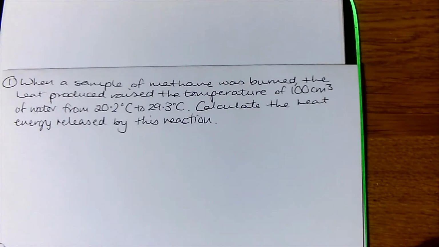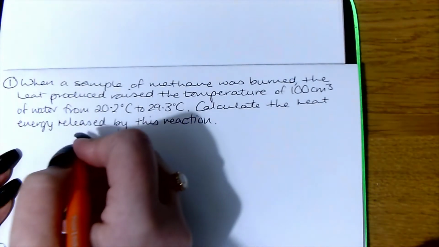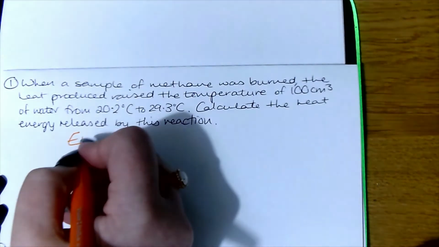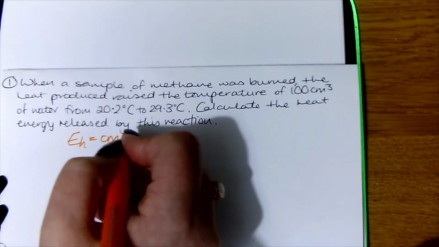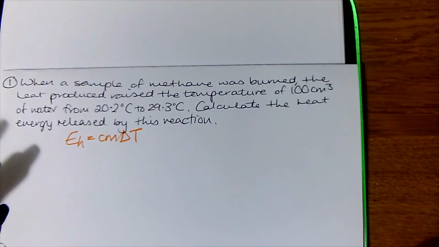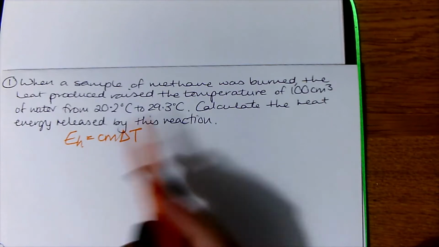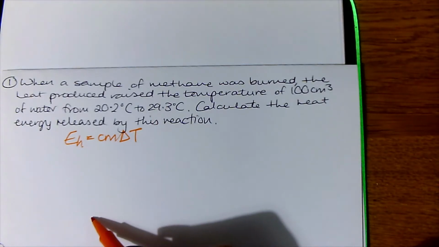Example 1. When a sample of methane was burned, the heat produced raised the temperature of 100 centimetre cubes of water from 20.2 degrees centigrade to 29.3 degrees centigrade. Calculate the heat energy released by this reaction. The first thing you should do is to write down your formula. We can then go through the question and tick off the information when we get to it.